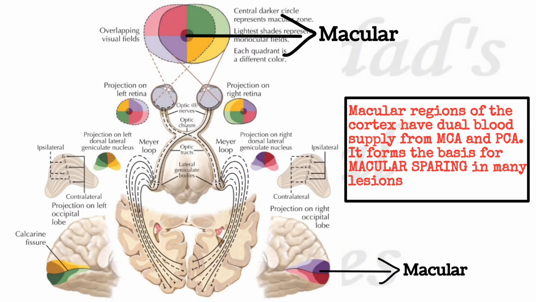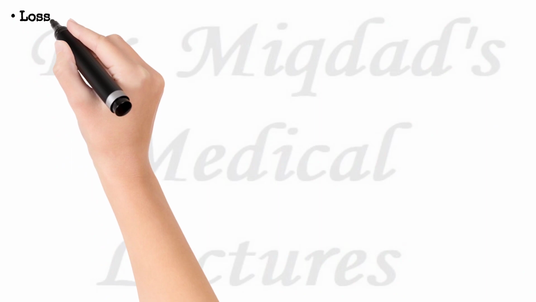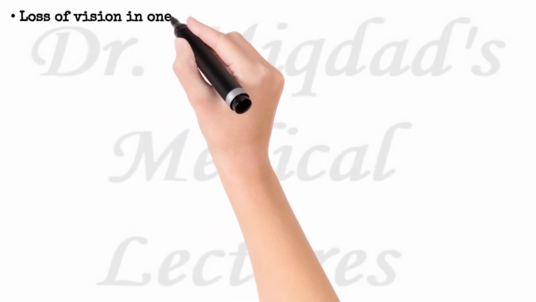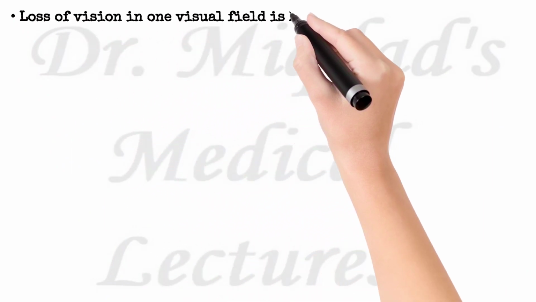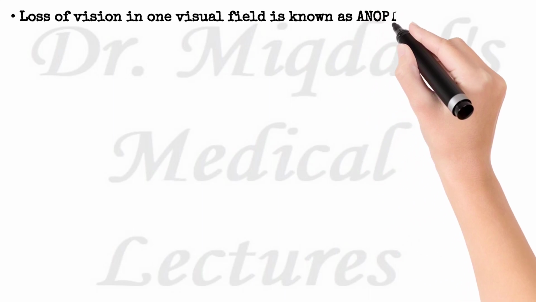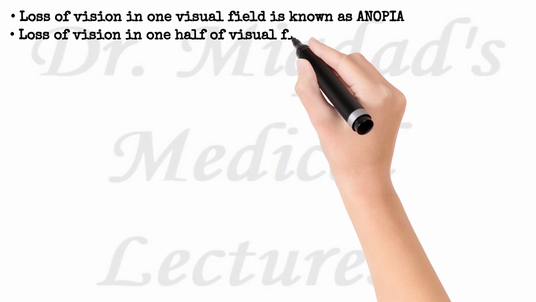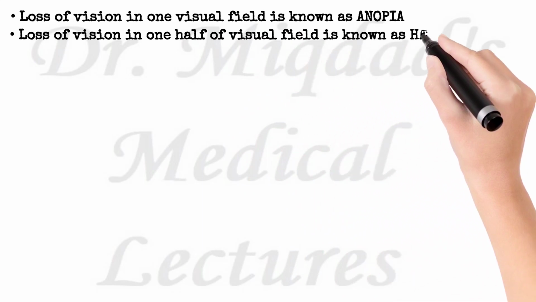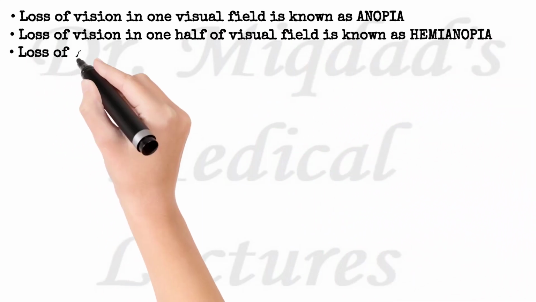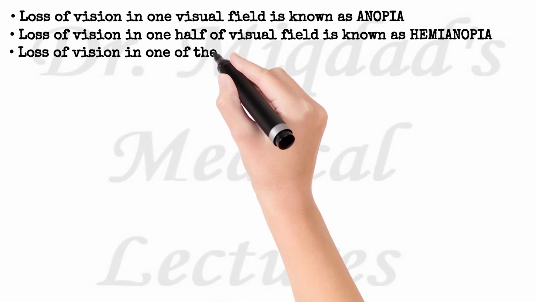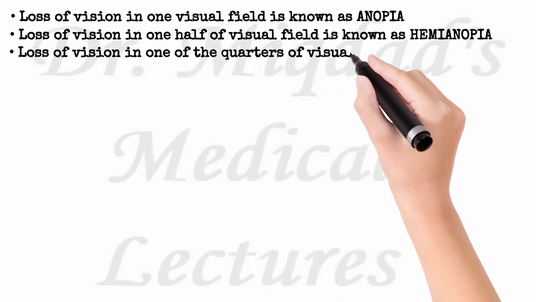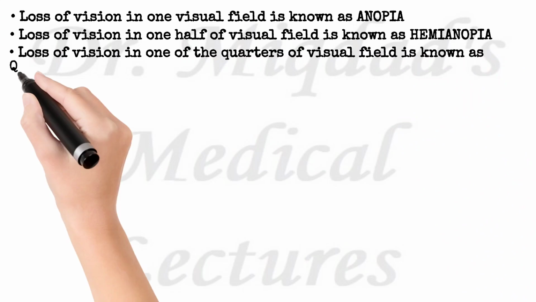Now let's start visual field defects. Loss of vision in one visual field is known as anopia. Loss of vision in one half of the visual field is known as hemianopia, whereas loss of vision in one of the quarters of the visual field is known as quadrantanopia.